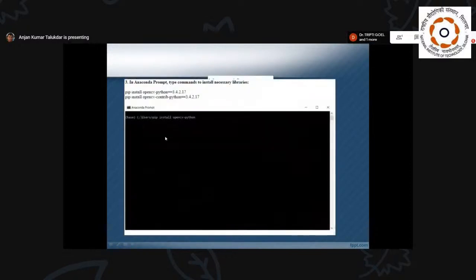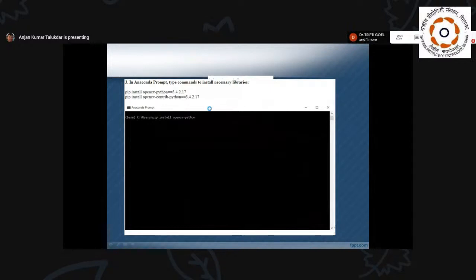After downloading or installing Anaconda, you go to the Anaconda prompt and type pip install opencv-python 3.4, whichever version you want to download. After completing this, you download the second one also.